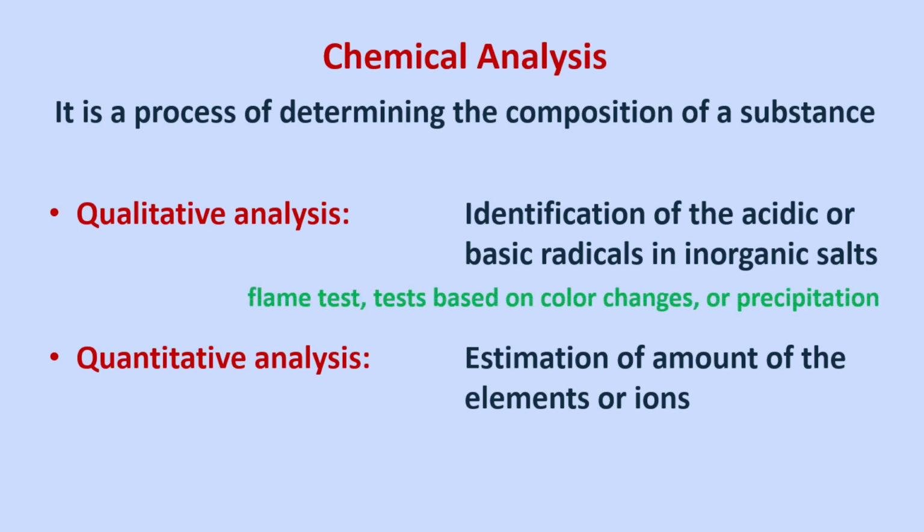Some common examples of qualitative analysis include flame test, color change test, and precipitation reaction. For quantitative analysis, we commonly use gravimetric analysis and volumetric analysis. And there are also advanced techniques like chromatography and spectrophotometry, which can be used for both types of analysis.